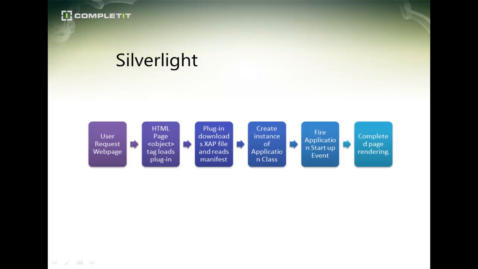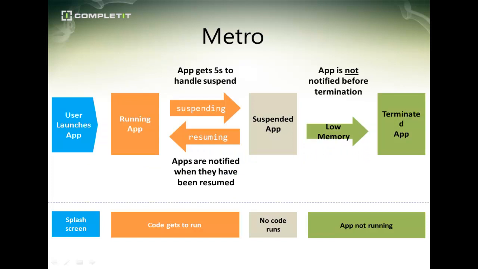From there, the application is running, and it stays running until the user hits the close button on the browser. If the user doesn't close the browser, then of course the Silverlight application will continue running. With Metro, things are a little bit different. A user launches an application and you see a splash screen. Next, you have a running application. At this point, you'll see an orange on your screen here. Code is running at this point.